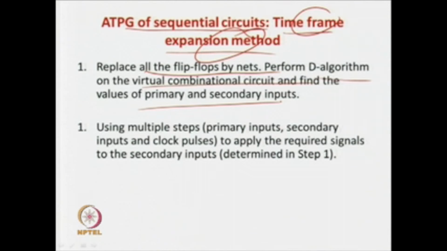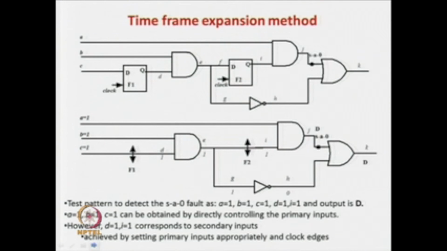See what we have done, we are removing all the flip flops. The outputs of the flip flops become virtual primary inputs, which you can consider as inputs, and the inputs of the flip flops become virtual primary outputs. Some changes will happen which you will see in the example. Virtually you get a combinational circuit, and you use the D algorithm on that. In this step 2, multiple steps may be required to control the secondary inputs and observe the secondary outputs, that is, to control the virtual primary inputs and observe the virtual primary outputs. But let us see with an example, because that was a mathematical definition kind of thing.